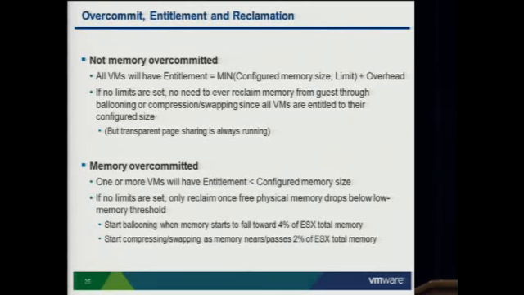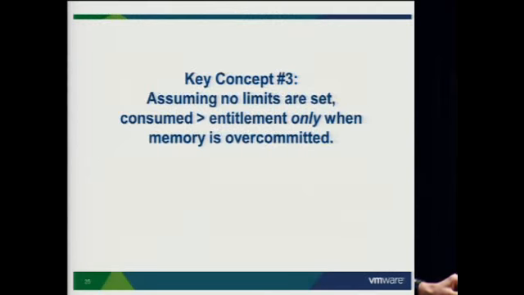If memory is overcommitted, then some VMs, by definition, will have an entitlement less than their consumed. Assuming no limits are set, the host will start ballooning and swapping when we hit these thresholds. So that leads us to our third and final key concept, that assuming no limits are set, consumed is greater than entitlement only when memory is overcommitted. So remember the second key concept here was that consumed is greater than entitlement. Reclamation happens only when consumed is greater than entitlement. Now we know that consumed is greater than entitlement only when memory is overcommitted.